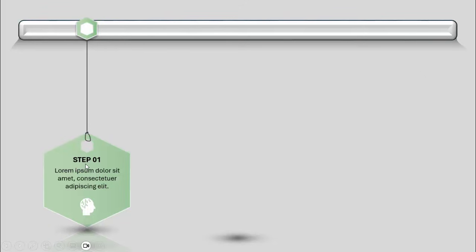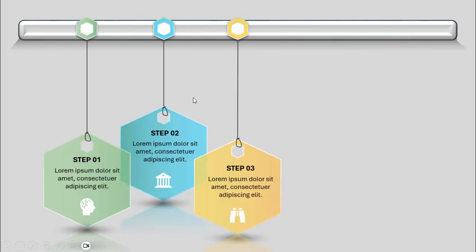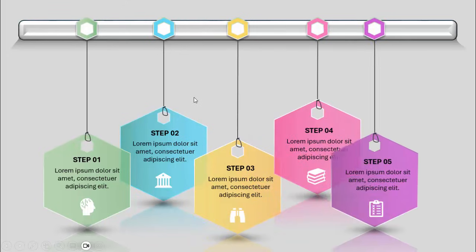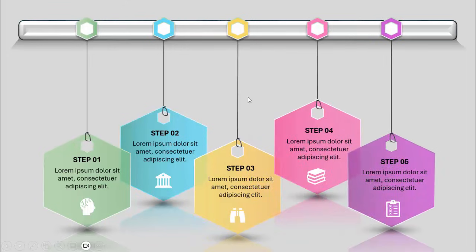You can put the option number, the detailed text along with the icon, and at the bottom I have added the shadow and the reflection, and when I click, it will show me with a different color combination the second option. So second, third, fourth and fifth. So depending on the requirement, you can increase or decrease these options.